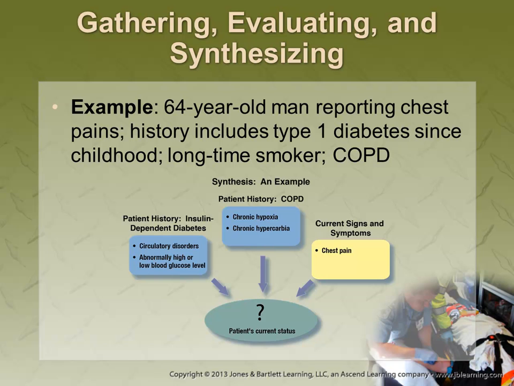All right, here's an example. A 64-year-old man reporting chest pains has a history of type 1 diabetes since childhood. He is a long-time smoker, and he has COPD. What's he at risk for? Everything. He's at risk for having an MI, right? Why? Because he has COPD, he's a smoker, and he's a diabetic, so he's got very poor perfusion. He's not getting good perfusion to his heart.